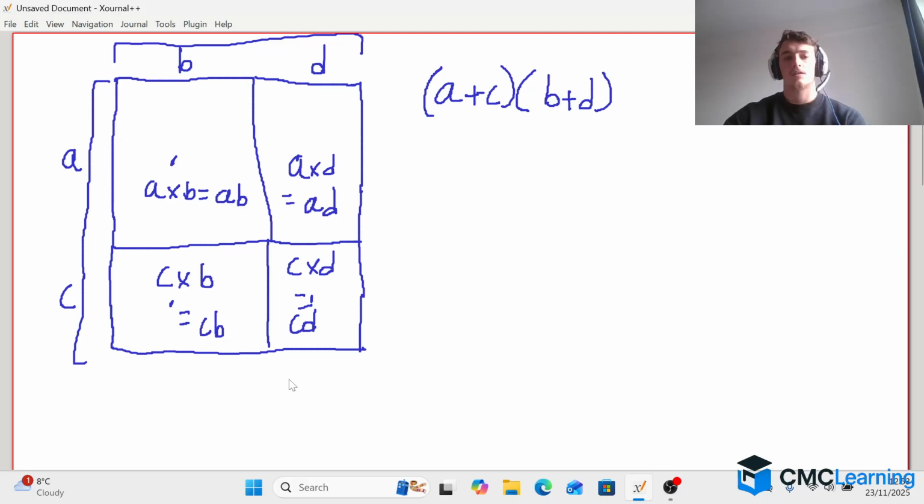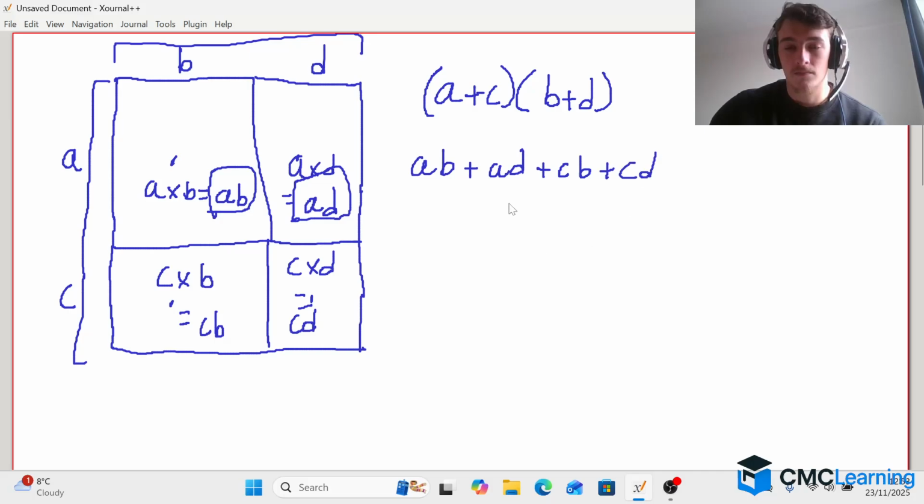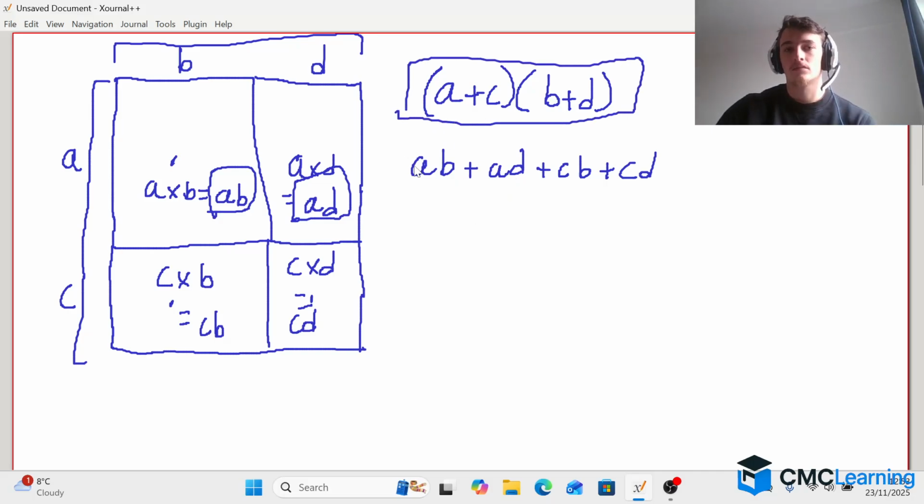CD. And so the area of this rectangle is the sum of all these areas: AB plus AD plus CB plus CD. This is the area of the big rectangle, but this is also the area of the big rectangle. So we have that this is equal to this, because they're equal to the same thing.